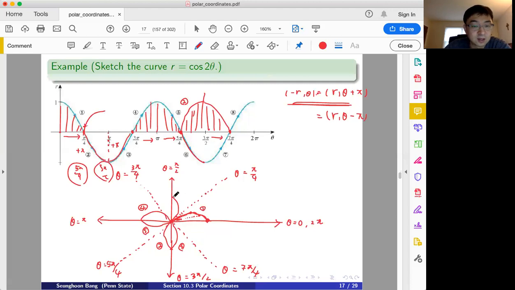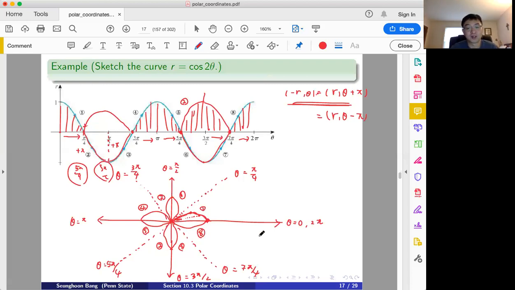This is exactly 6. 7. This part is going to here. So we have decreasing. This is 7. Next, 7 pi over 4 and 2 pi. Angle is increasing, length is increasing, from 0 to 1, so we have like this. This is 8.